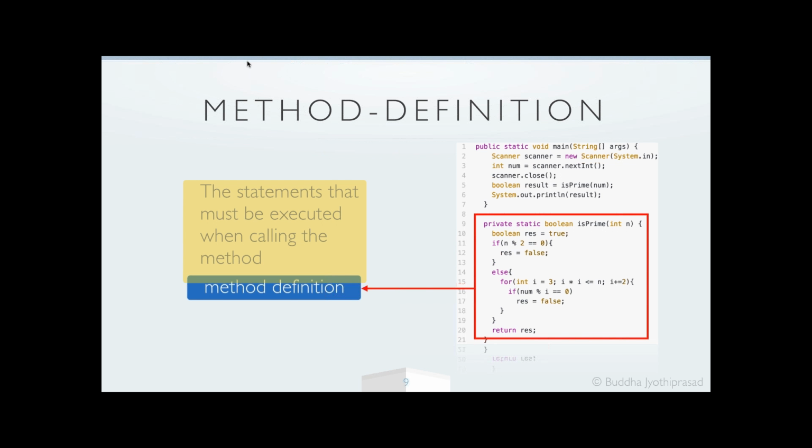Let's look at it more closely. Whatever you see in that red bordered section is called the method definition. The method definition is the place where we actually write the code for the method. You may be wondering when we will not write the code for a method. We will see that later. Yes, there will be some cases where we won't be writing any code for the method. So for now, remember that this is the method definition.